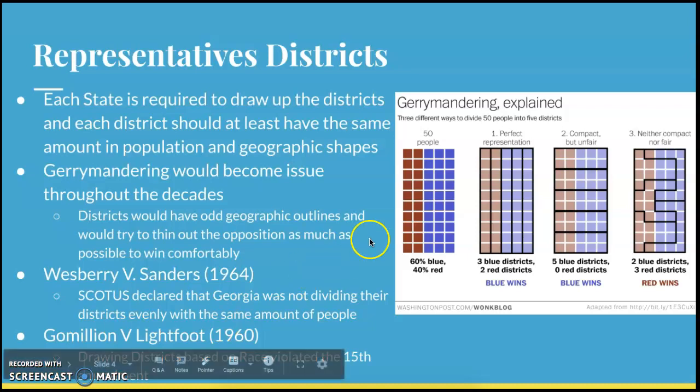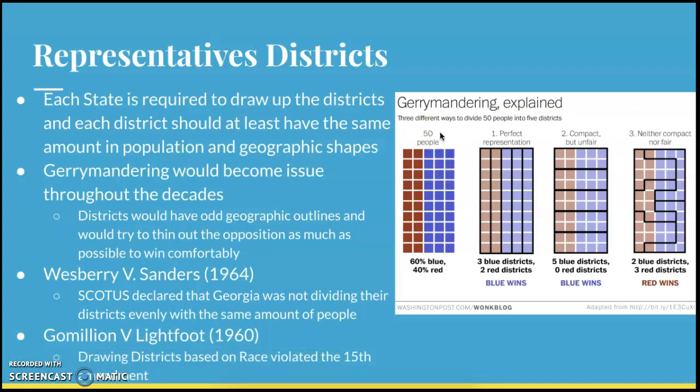So if we look at the right side right here, we'll see how gerrymandering is explained in a visual way. Let's say hypothetically we have a district with 50 people. 60% is blue, 40% is red. In a perfect representation, you would draw up these 5 different lines. You would have 3 districts in blue, 2 districts in red.